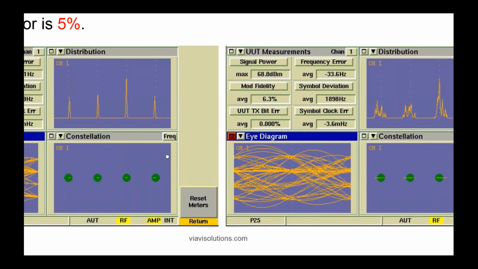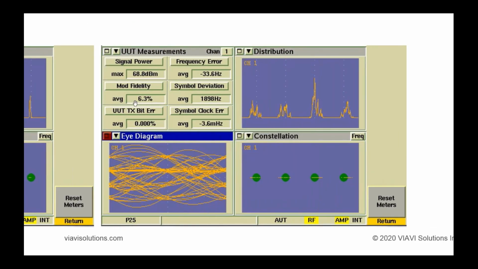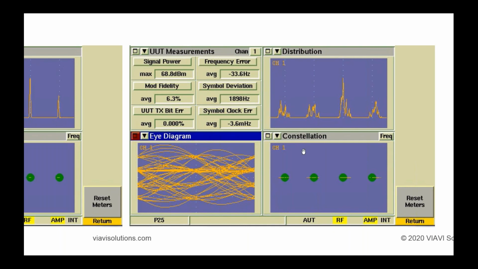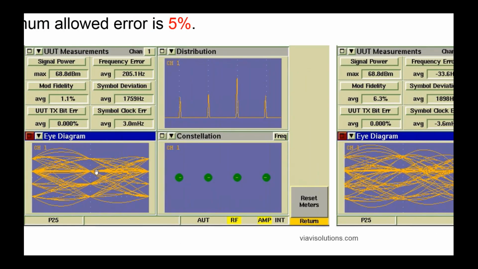If I look at a signal that has modulation fidelity or FSK error of 6.3%, I can see on this distribution plot that it looks noisy. On the constellation plot, I can see that it's not a fine dot, it's more of a spread across. The constellation plot is actually like looking at the distribution plot from the top down. It's another way to look at that. And on the eye diagram, I can see it doesn't have as tight of an intersect point as we had with the good signal.